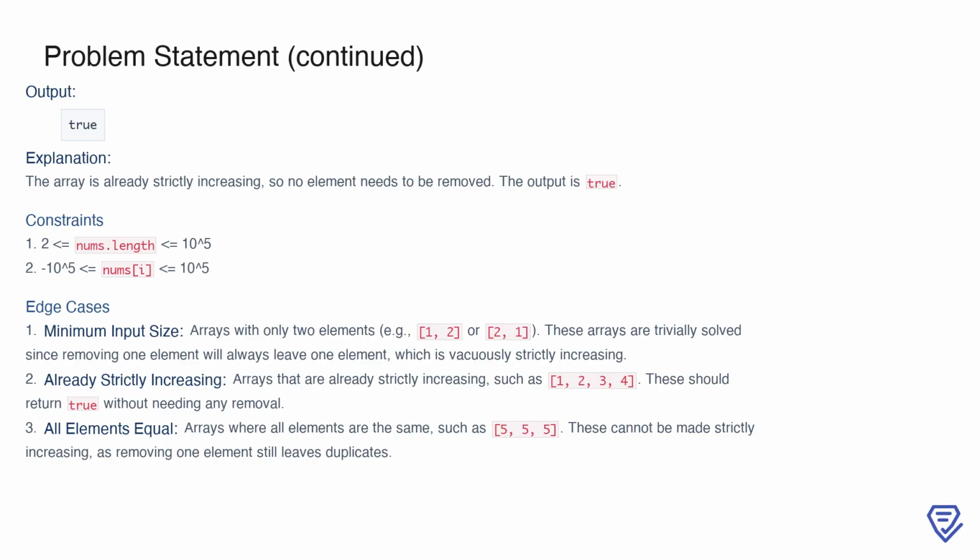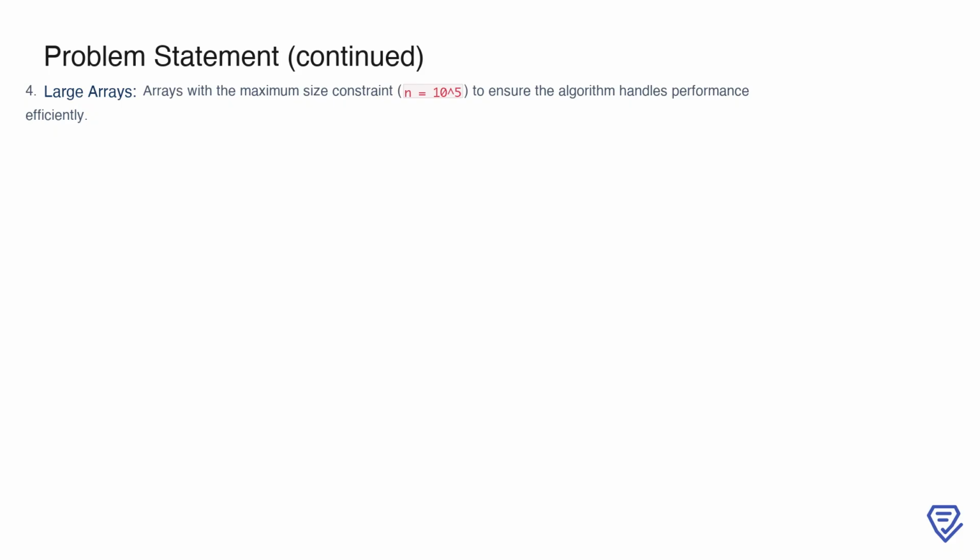On the other hand, arrays where all elements are identical, such as 5, 5, 5, cannot be made strictly increasing, even with one removal. Another important edge case involves large arrays, specifically those with the maximum size constraint of 100,000 elements. For such cases, it's crucial that the solution is efficient and can handle the input within a reasonable time frame. The algorithm needs to ensure that performance does not degrade significantly as the input size approaches the upper limit. Taking these constraints and edge cases into account will help you design a robust solution to determine whether the array can be adjusted to meet the strictly increasing condition.